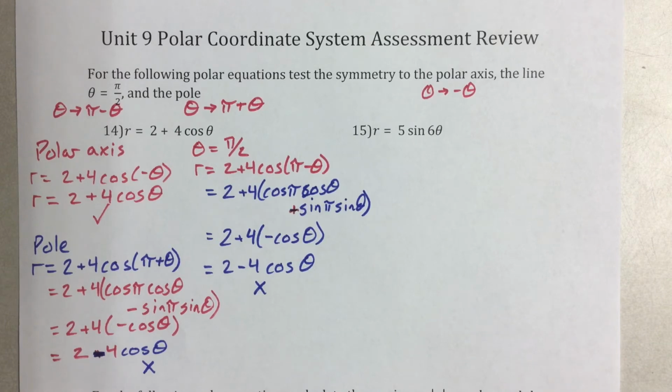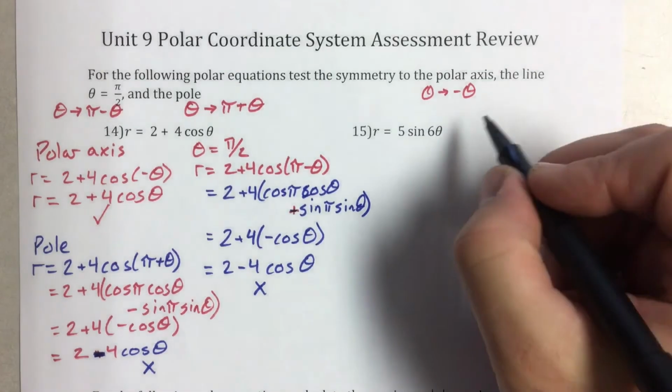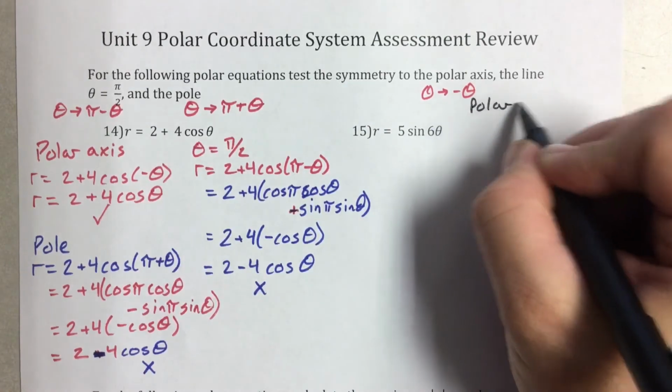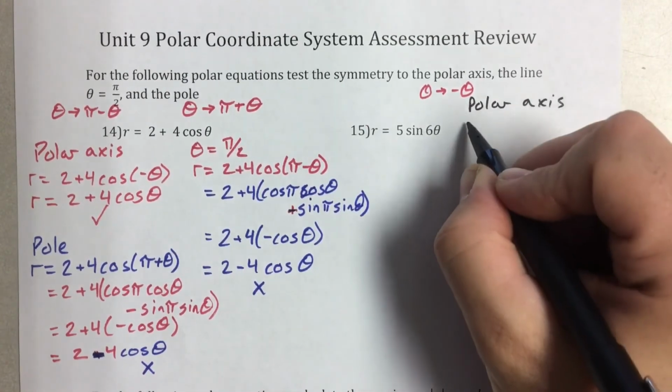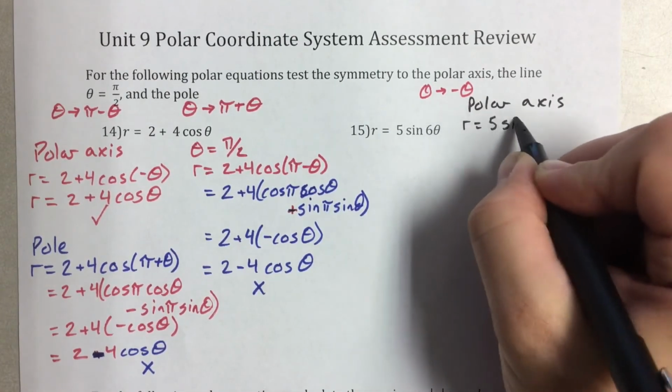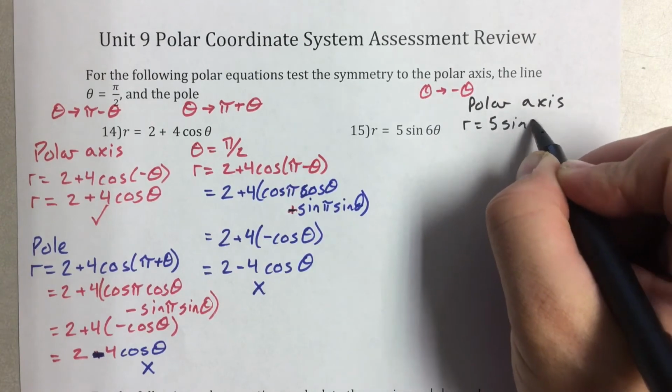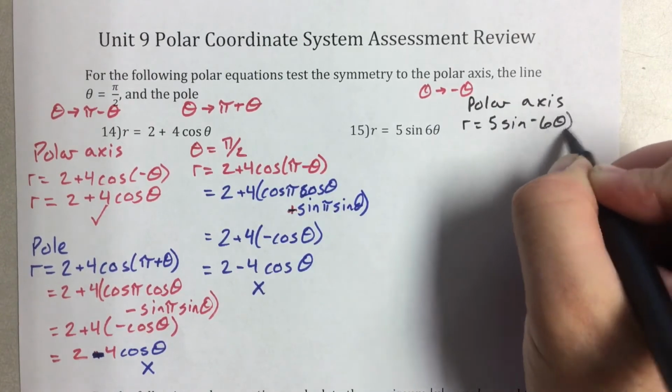So looking at the next, 5 sine 6 theta. This is a rose curve, so there's a lot of symmetry here in the graph, but let's see what these tests show. So let's test the polar axis first. This is often the quickest one. So r equals 5 sine of, we'll say, -6 theta.